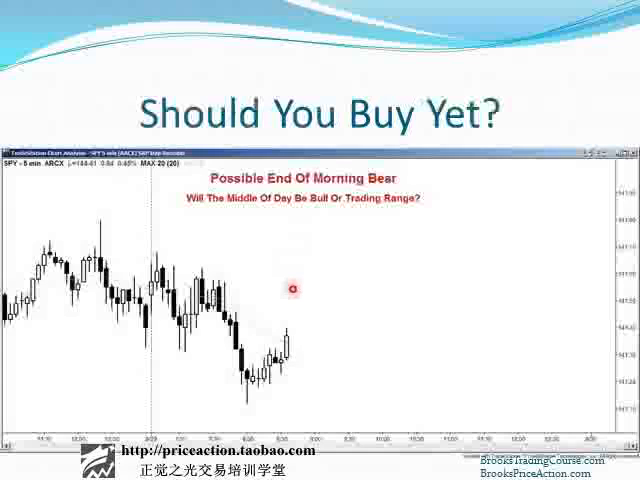Okay, will the middle third of the day be a channel, a bear channel? Will it be a bull channel, or will it be a trading range? At this point, I don't have a channel drawn in here, right? But it is possible that this is simply a bear trend. We're forming lower highs and lower lows, right? So we are still in a bear trend, even though we are reversing, right?